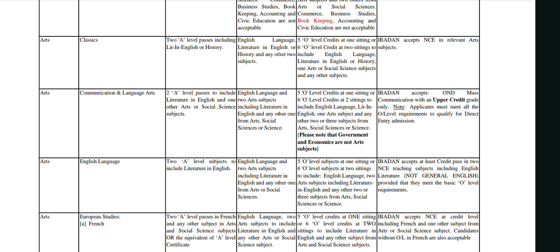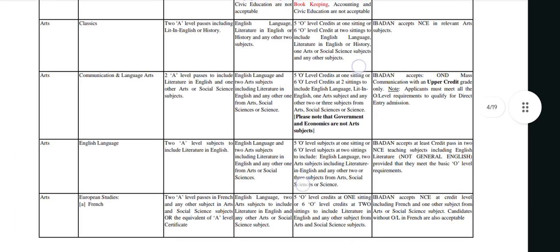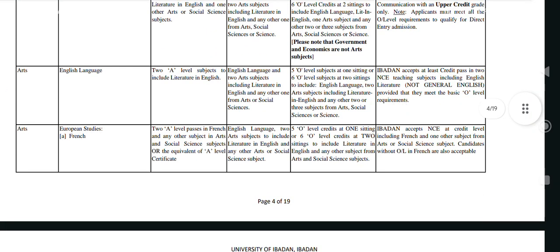And in addition, they must have 5 O-level credit or 6 O-level credits respectively. So please note the waiver. Don't use any other requirement to apply. So we only have 2 category of people. So that's by the way.